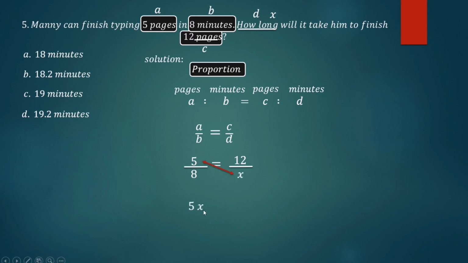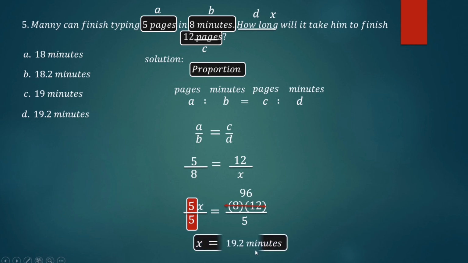Then get the product, 5 times X, 5X is equal to 8 times 12. Then divide both side by 5 para matanggal natin yung 5 at maiwan yung X is equal to 8 times 12 is 96 divide 5, that is 19.2 minutes. So yan ang oras to finish niya na 12 pages.